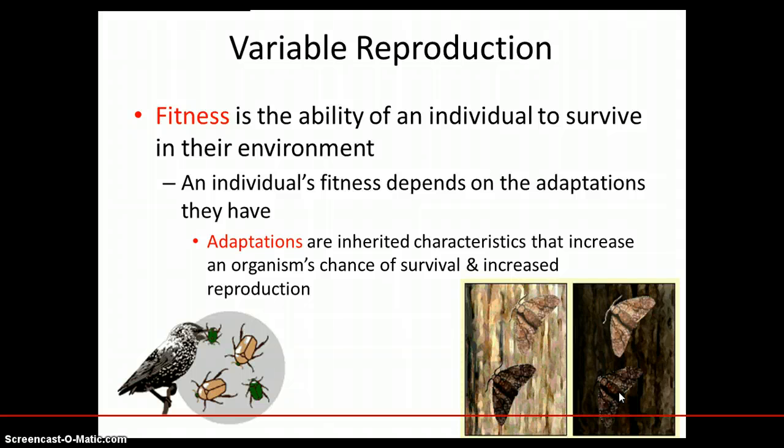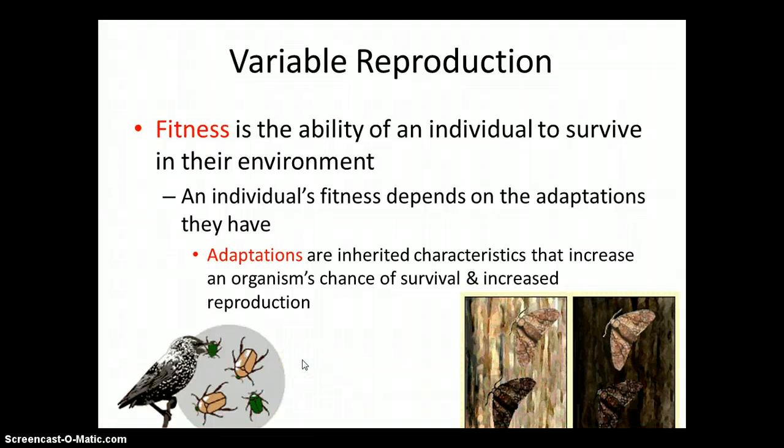So you can see that the environment has a big effect on the fitness of an organism. In fact, it determines the fitness of an organism, the particular environment that they live in. And the adaptations that they have increase the amount of fitness. So not only does an organism's fitness depend on the environment they're living in, it also depends on the adaptations that they have. So adaptations are inherited characteristics that increase the organism's chance for survival and reproduction.